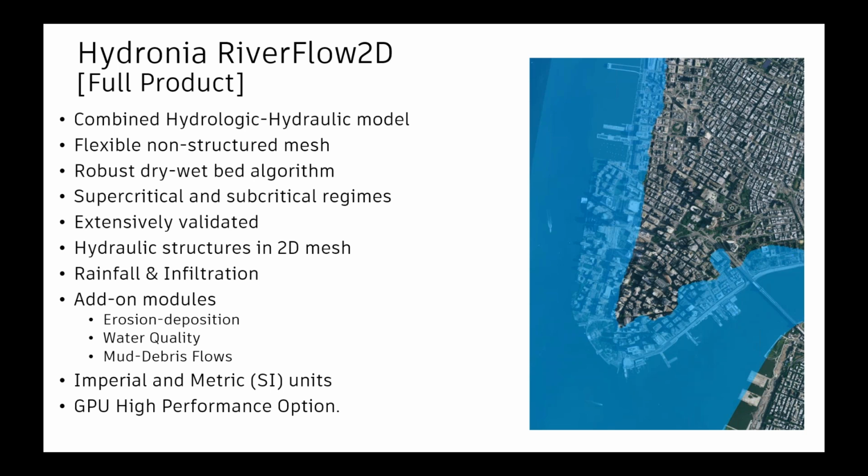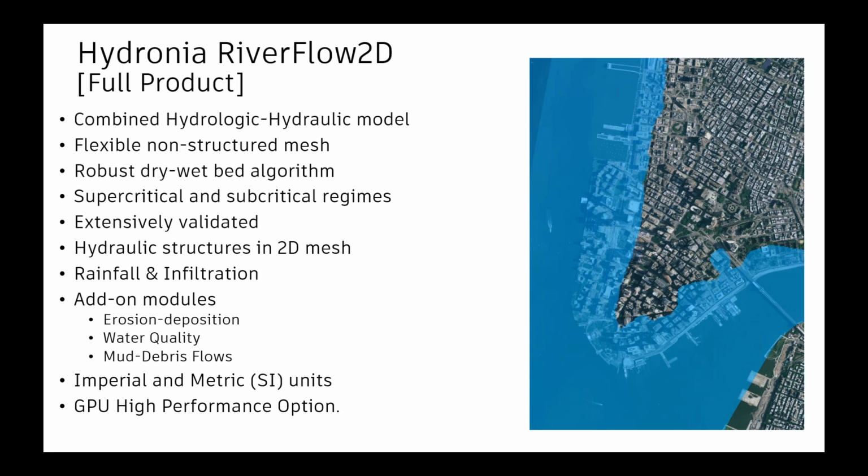Now, RiverFlow2D is actually a combined hydrologic and hydraulic model. So it deals with rainfall, evaporation, infiltration, but also with the flow routing. It uses a flexible mesh. It can deal with dry and wet areas, supercritical and subcritical flows. It can have internal structures such as culverts, weirs, bridges, and other two-dimensional structures that exist in the floodplain. You can have additional add-on modules for erosion deposition, water quality, mud and debris flow. It works in English and metric units, and it has a GPU high performance option that can run even 150 times faster than the standard CPU version.